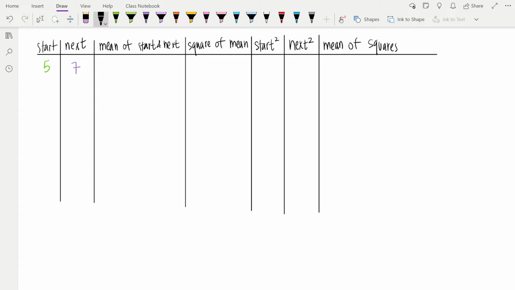So I can fill this out. The mean of 2 numbers. I don't know if you know this from before. If I have 2 numbers and I'm taking the mean, I add them together and I divide by 2. So in this case, it's going to be 6. So the mean of the start and the next is 6. The square of the mean, 6 times 6, so 6 squared is 36. The starting number squared. Okay, so 5 squared is 25. 7 squared is 49. And now it says the mean of the squares. So the mean of these two, I add them together and I divide by 2. So 25 plus 49 divided by 2 is 37.